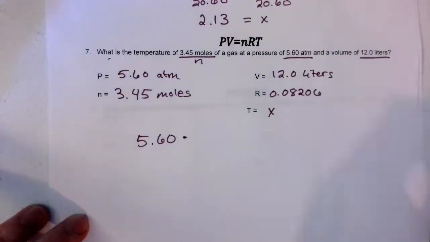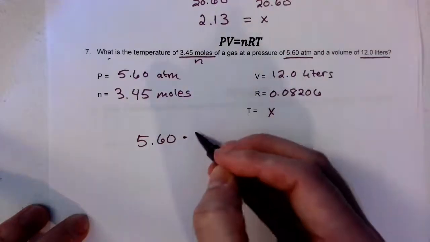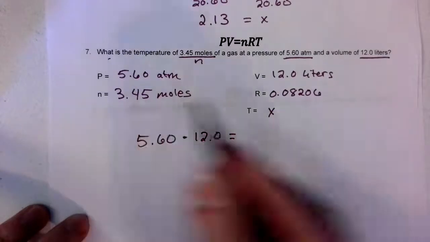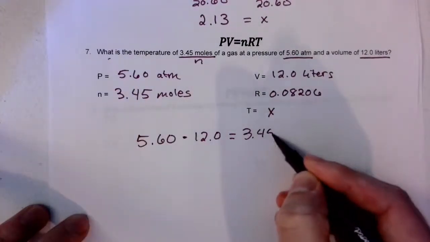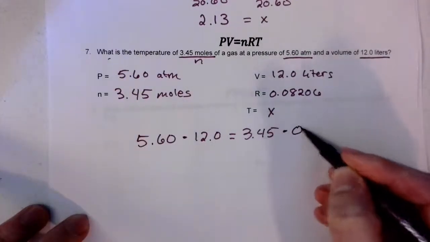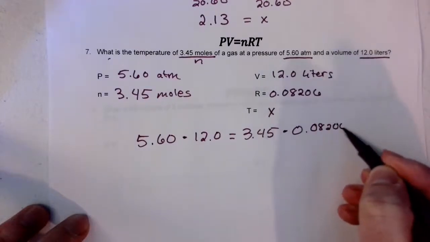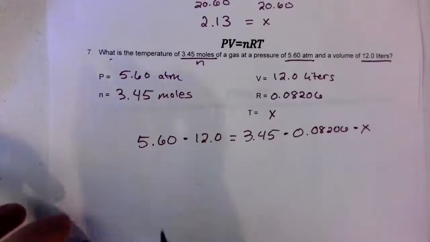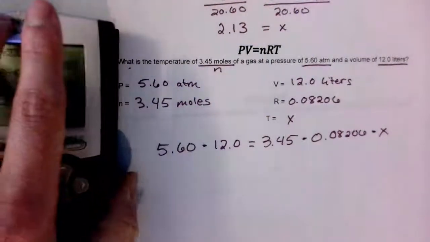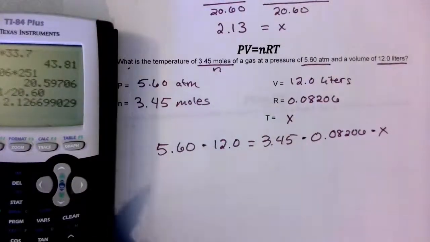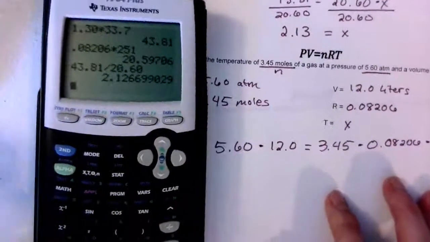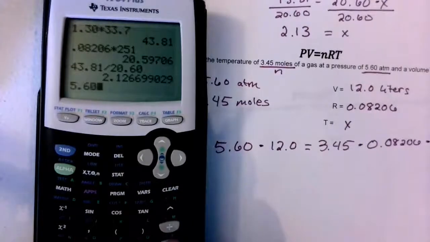We're going to multiply that times the volume, which is 12.0, equals the other side, which is 3.45, the N, times 0.08206 times X. Okay? So now the first thing I want to do is I'm going to do 5.60 times 12. So let's move this over a little bit. So I've got 5.60 times 12.0.